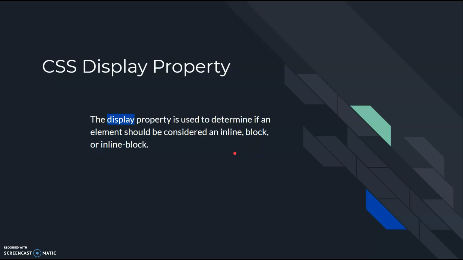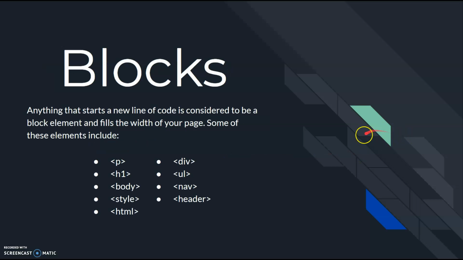CSS display properties. The display property is used to determine if an element should be considered a block, inline block, or inline. Blocks. Anything that starts a new line of code is considered to be a block element and fills the width of your page. Some of these elements include paragraphs, H1, body, style, HTML, div tags, UL, nav, and headers.